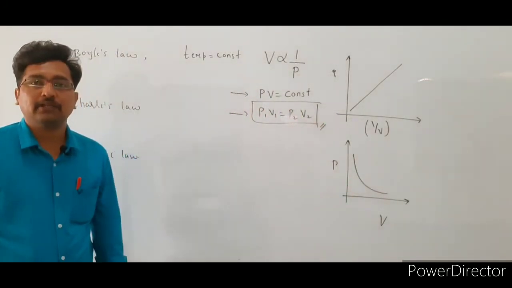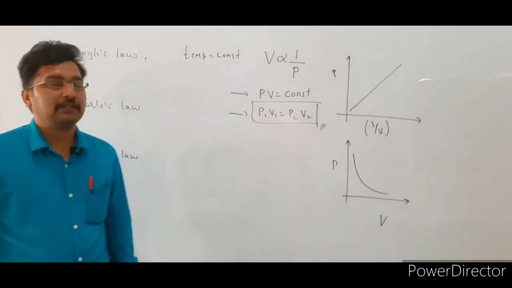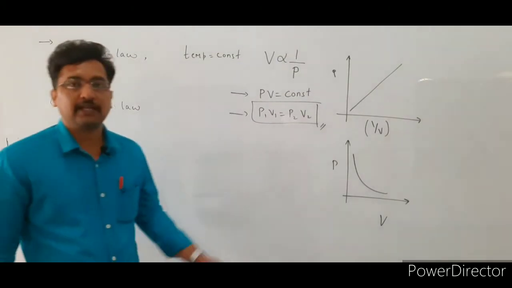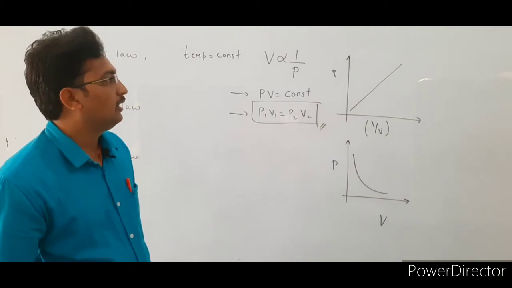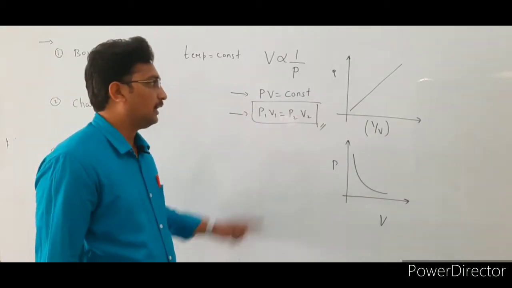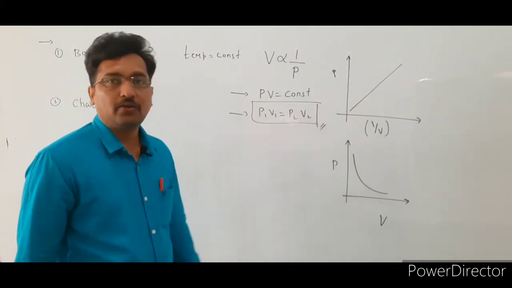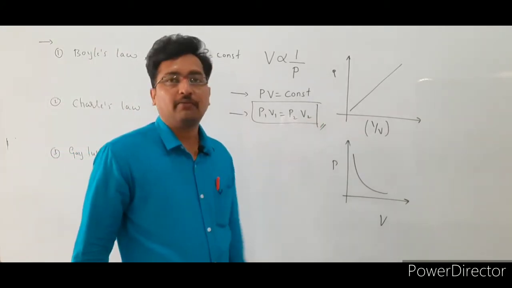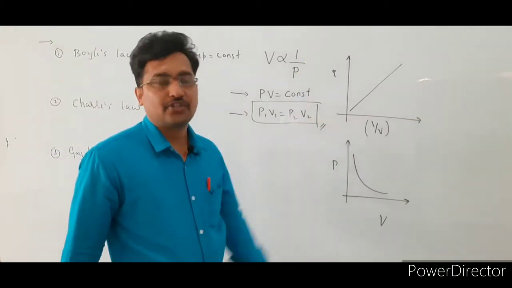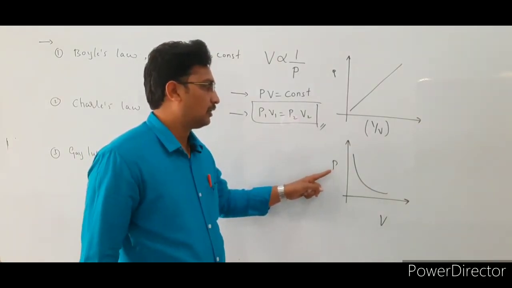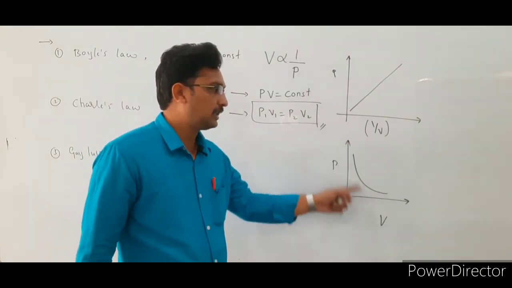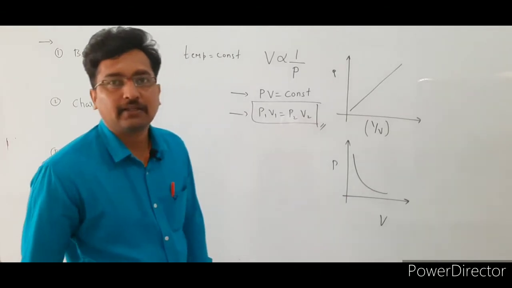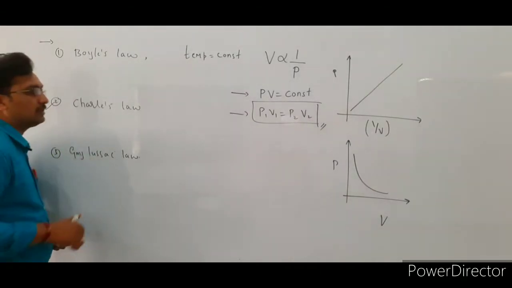So this is about Boyle's law. At a constant temperature, the volume of a given mass of a gas is inversely proportional to the pressure. PV is equal to constant; in general, P1 V1 is equal to P2 V2. If you draw the graph of pressure versus 1 by volume, then the graph is a straight line. And if you draw the graph of pressure versus volume, the graph is like this. Okay.